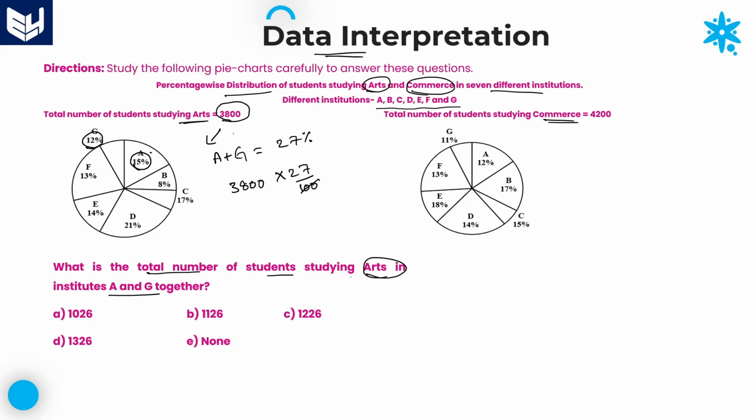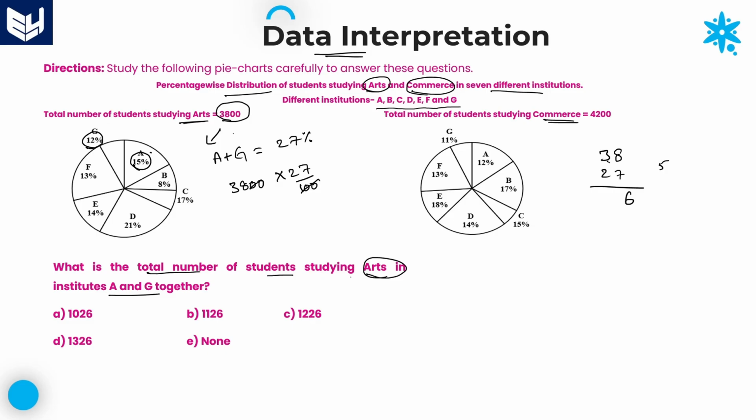Now you can cancel these two zeros. 38 into 27, that is your answer. If you observe carefully, the units place must be 6. Why? Because 8 sevens are 56, 5 is the carry forward. In the given options, each and every option is ending with 6, so you need to calculate the remaining values as well.